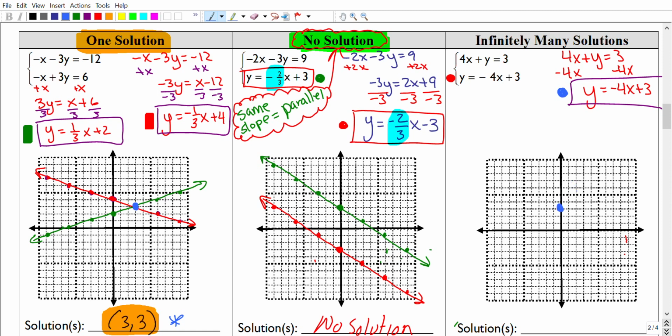My slope is negative 4 over 1, so down 4 over 1, down 4 over 1, or up 4, left 1, and so on and so forth. So if I were to graph that, this is what it would look like. Okay? But this other one is going to look exactly the same, so I can literally trace right over that blue, and I have my 2 lines.